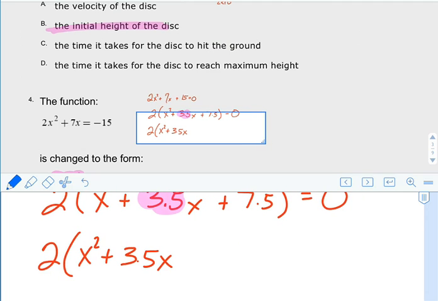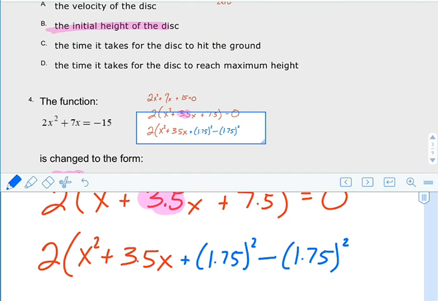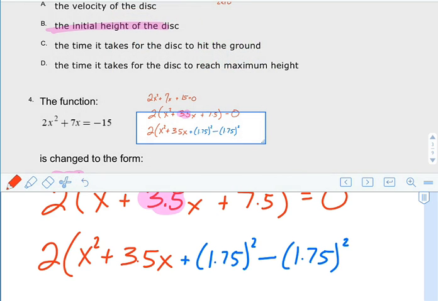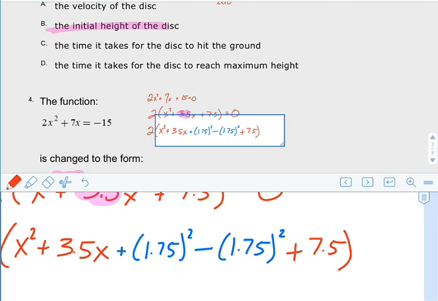So here's where the completing the square part comes in. You're going to add 1.75 squared, and you're going to subtract 1.75 squared. That's the part that keeps it legit. It's still worth the same thing. All right, that's now equal to 0.